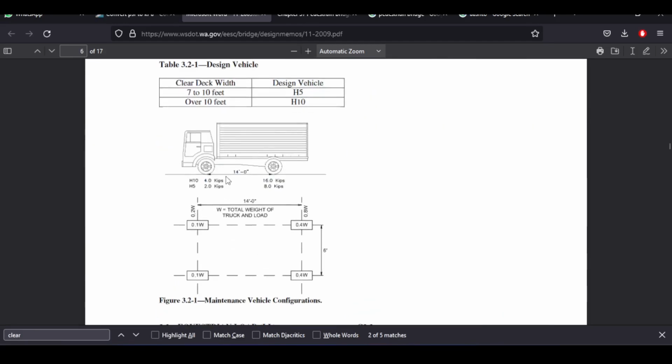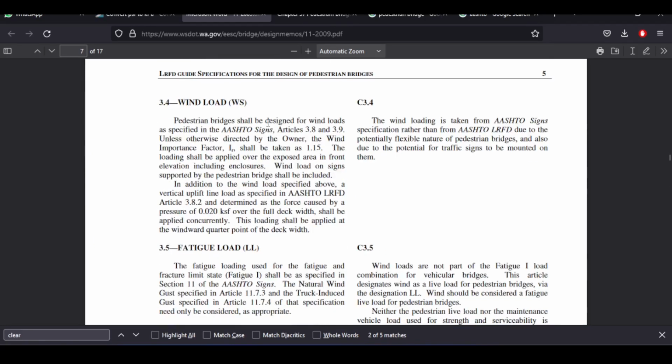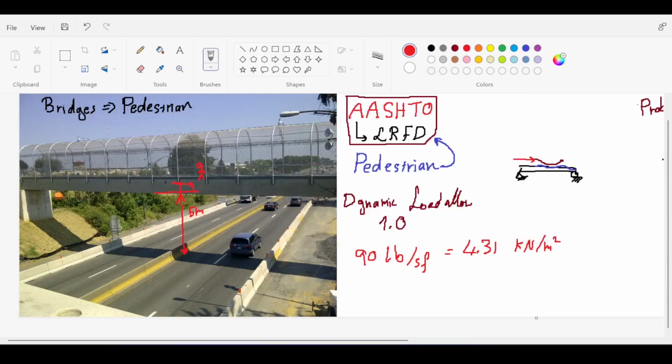Now, with that being said, there are two things I want to talk about: a vehicular load and something called the wind load. Well, pedestrian bridges shall be designed for wind loads as specified in AASHTO, and it tells you the articles of that. And unless it's defined by the owner, the importance factor is taken as 1.15. The load is applied over the exposed area in front of the elevation, including enclosures. So what is he trying to tell you? He's trying to tell you that there are wind loads applied on the bridge, and you need to take those into account.